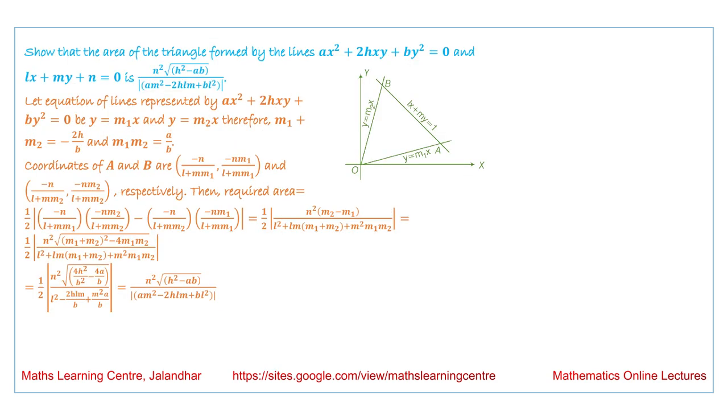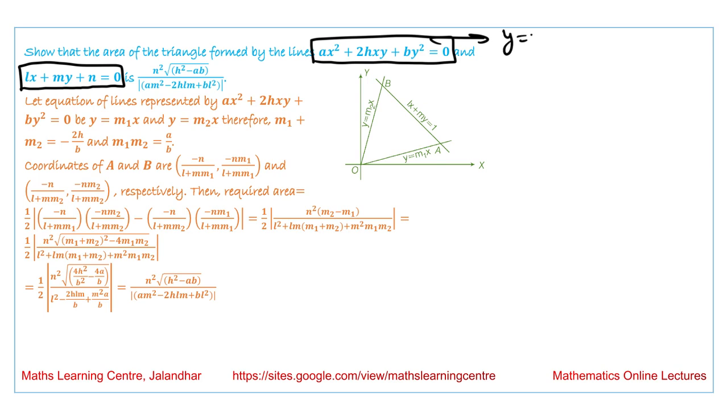Now next we have: show that the area of the triangle formed by the lines whose combined equation is this, and another line lx plus my plus n is equal to 0. The two lines we are talking about, suppose they are of the form y is equal to m1x and y is equal to m2x. So we have that m1 plus m2 is equal to minus 2h by b, and m1 into m2 is equal to a by b.